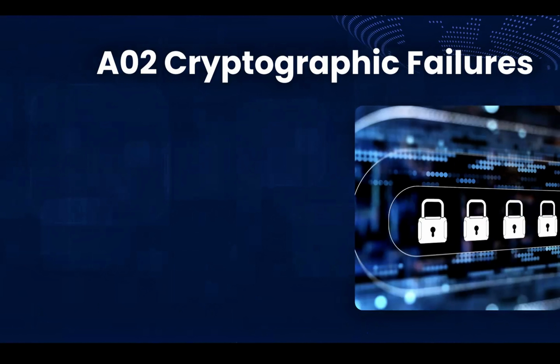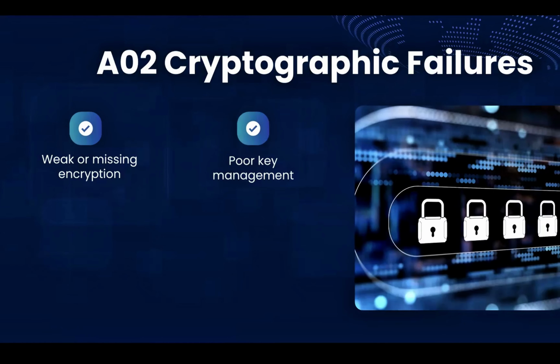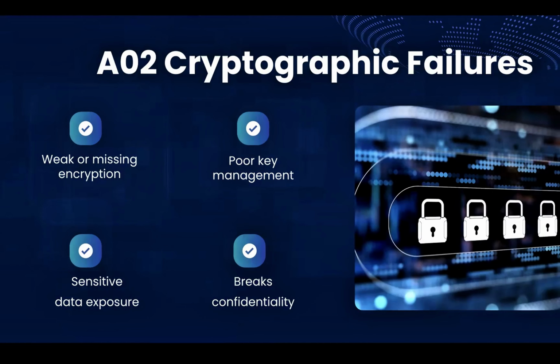The next one is cryptographic failures. This focuses on protecting sensitive data. For cryptographic failures, we can have weak encryption, that is, encryption might be weak or missing, keys are poorly managed, sensitive data becomes exposed, and confidentiality is directly broken.